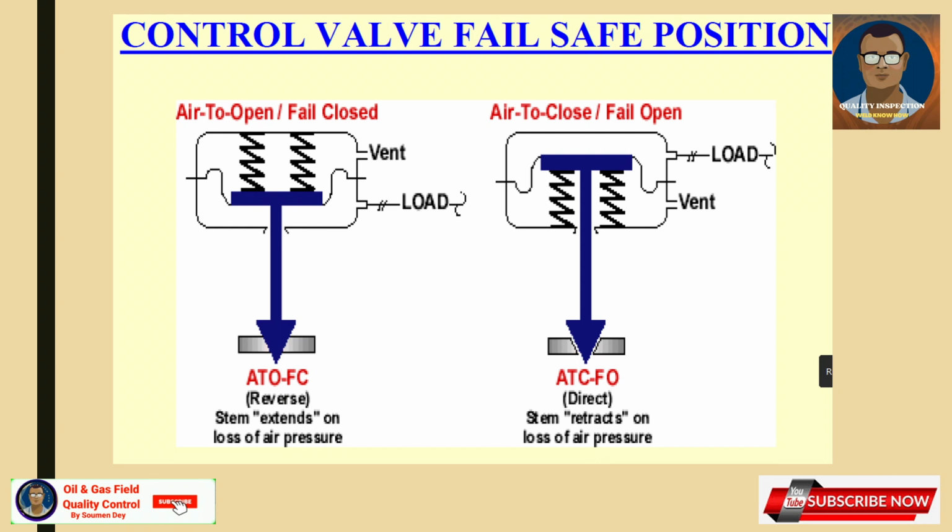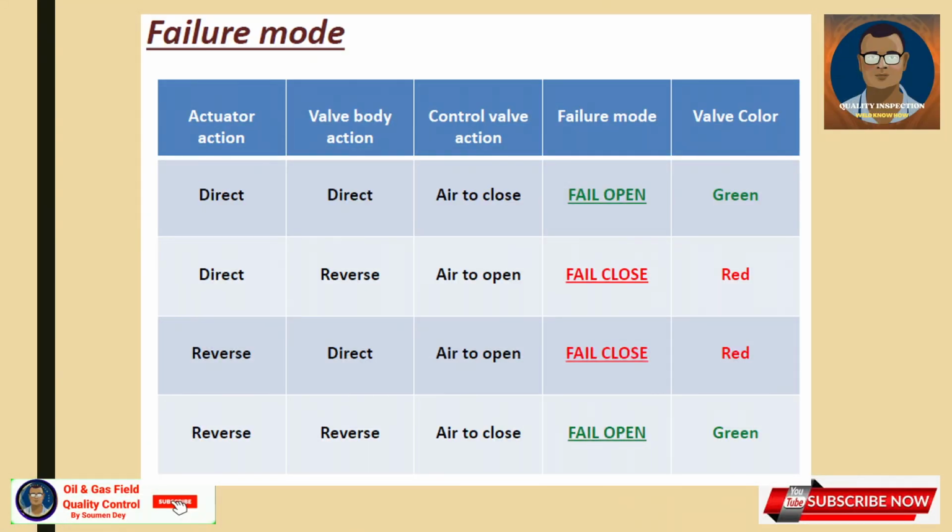This is the difference. Failure mode: for the direct actuator, valve body action is also direct. Control valve action is air to close, and failure mode is fail open. Valve color is green. Actuator action, when it is direct, in case of reverse valve body action, air to open, fail close, and the valve color is red.